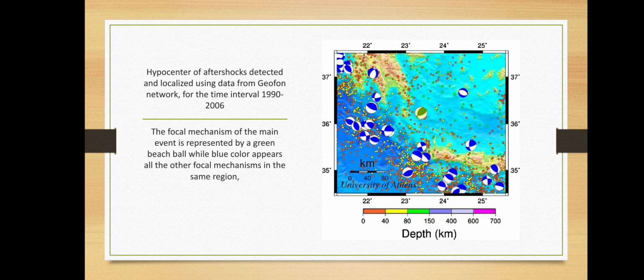The hypocenters of aftershocks detected and localized using data from the GEOFON network for the time interval 1990 to 2006 are shown by orange, yellow, and green circles respectively according to the depth scale. The focal mechanism of the main event is represented by a green beach ball. All the other focal mechanisms in the same region appear in white and blue.